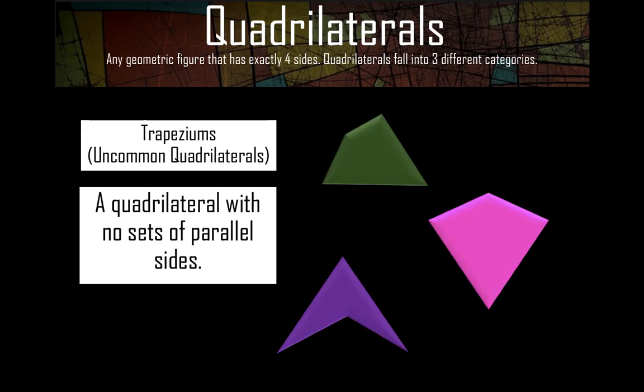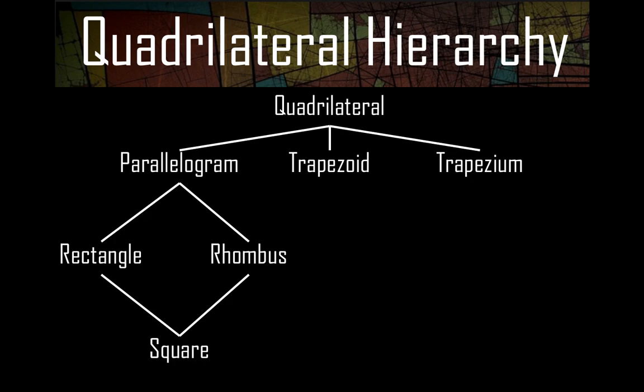And lastly, we have trapeziums. That is a fun word to say. It means that it is a quadrilateral with no sets of parallel sides. So this is what our hierarchy looks like. It's like a little flow chart of how to break down a quadrilateral. So we see that we have quadrilateral. It can be either a parallelogram, a trapezoid, or a trapezium. Now we're going to look at parallelogram and how we can break it down into different types of parallelograms.